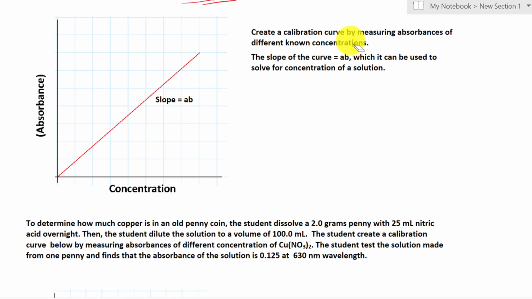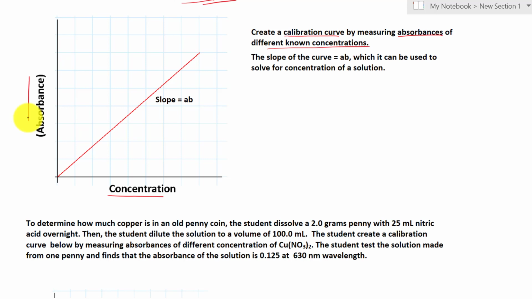Before we look at the actual problem, let's look at what type of data we can get from our experiment. First of all, for any substance that can dissolve in a solution, we can actually determine a calibration curve by measuring absorbances of different known concentrations. So basically, we take different concentrations of that substance and measure the absorbances. And that's the reason why we have concentration versus absorbance. So that's the basic thing that we can do with a spectrometer, okay?